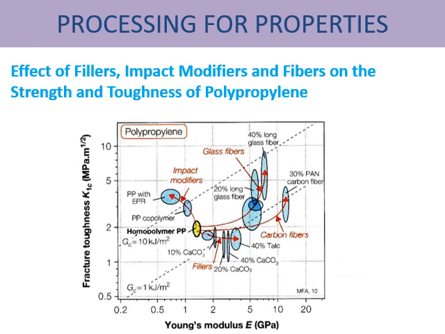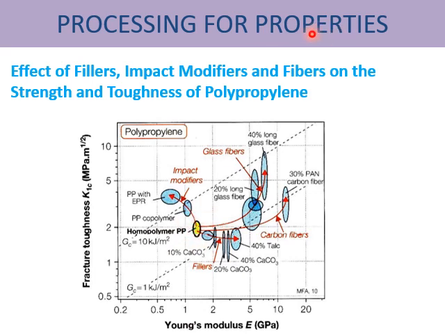Okay, these are the material properties related to reinforcement of polypropylene using either fillers, impact modifier, or fibers. As you can see, various improvements in fracture toughness and Young's modulus can be shown in this figure. The use of fillers generally improves the Young's modulus over here, but slightly reduces fracture toughness compared with the original homopolymer polypropylene.